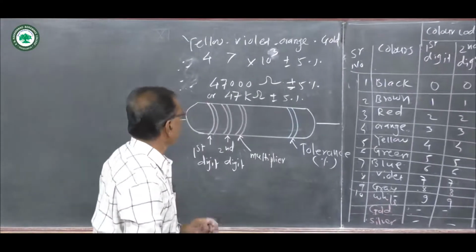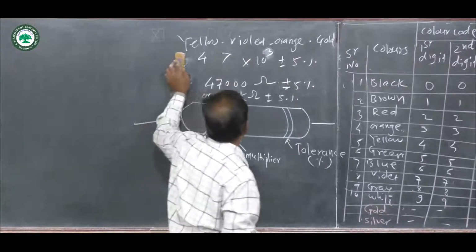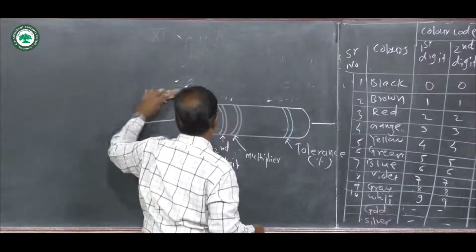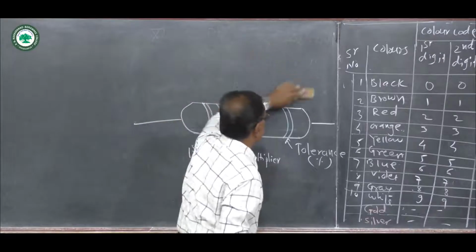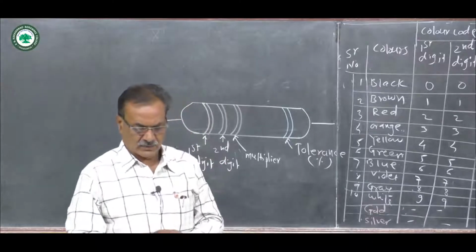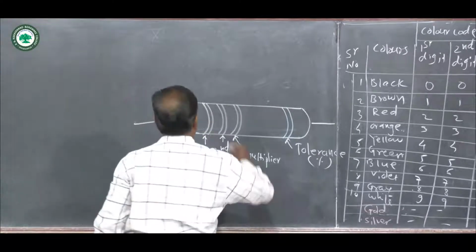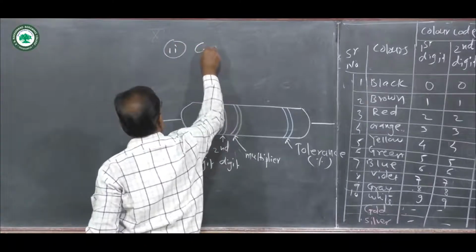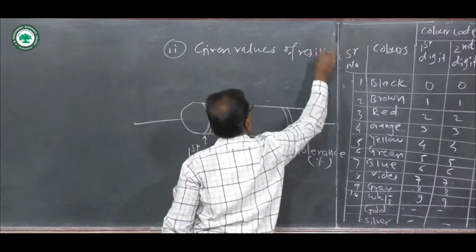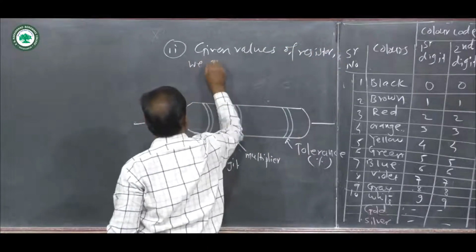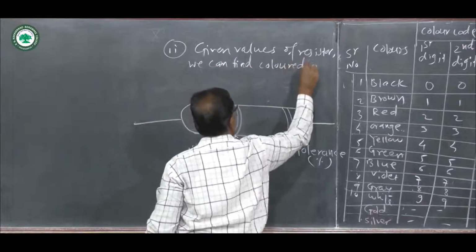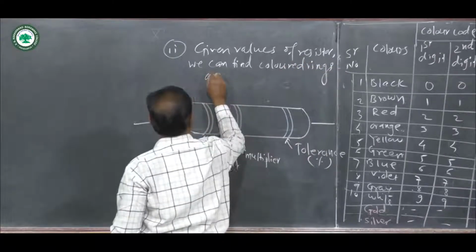Also from given values we can find out the colors, or color rings, on registers. Colored rings on registers by using the given values of register, you can find colored rings on register.